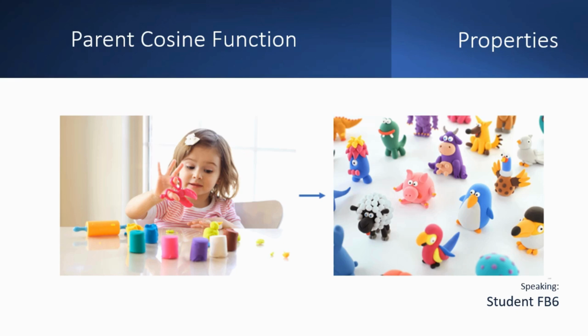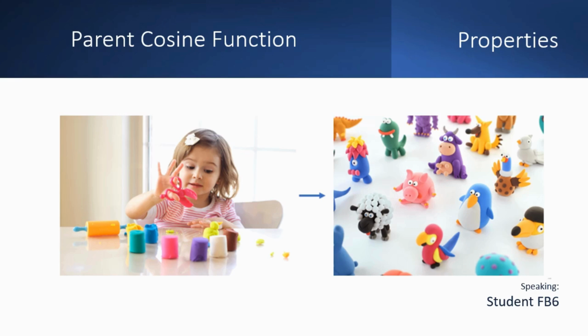But even when we are transforming it, when we are molding a clay, the clay stays the same being clay. So that's also the point of the retention of the identity. When we transform a cosine function, it retains its identity. Therefore, the behavior of the parent cosine function can be applied to the transformed functions.